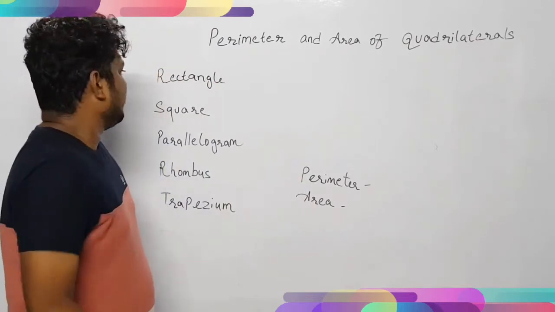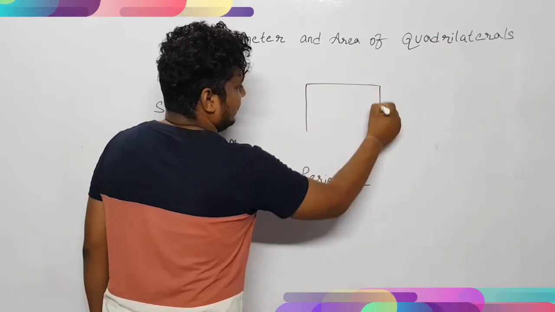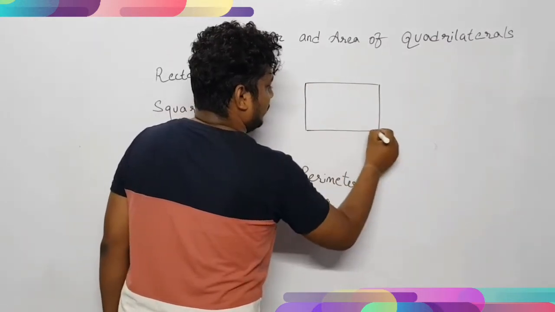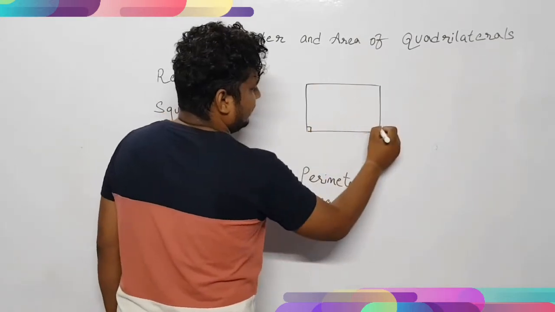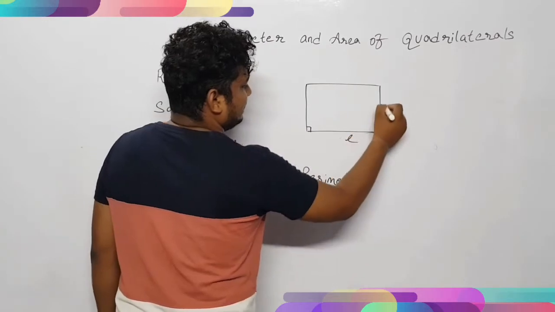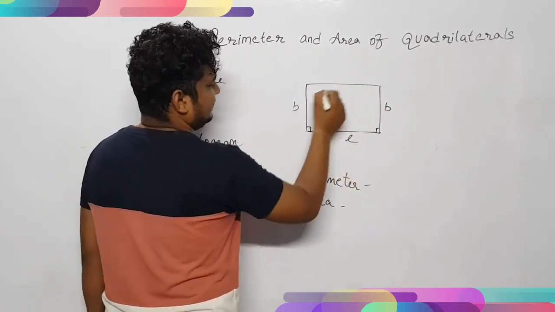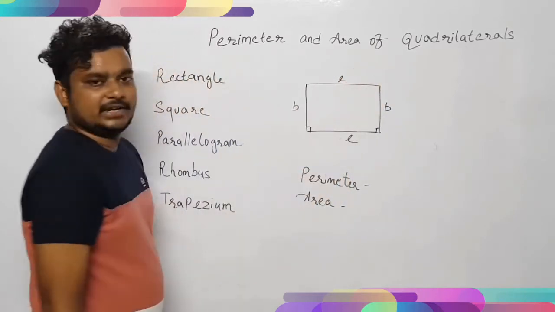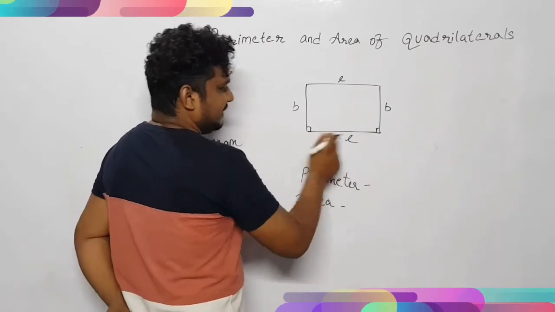First of all we start with the rectangle. A figure like this is called a rectangle. Here the angles are 90 degrees. This side is called length and this side is called breadth. Length is always equal to the opposite length, and breadth is always equal to the opposite breadth, meaning opposite sides are equal. If we talk about the perimeter, the perimeter means the boundary.